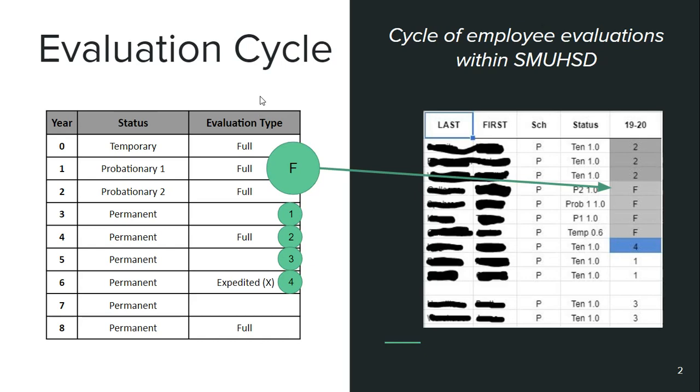So here's an example of what the evaluation spreadsheet would look like. We see that employees that have the letter F next to them are either probationary or temporary, so they're going to undergo a full evaluation. Employees with the number 2 are permanent status employees also going through a full evaluation. And employees with the number 4 are going to go through an expedited evaluation. If we see a 1 or a 3, this means that it's an off-cycle year, which means they're not going to be evaluated.